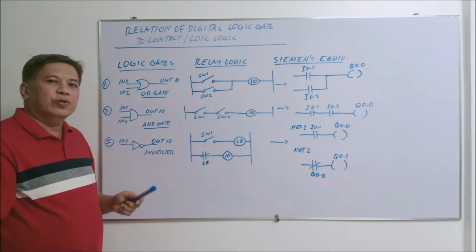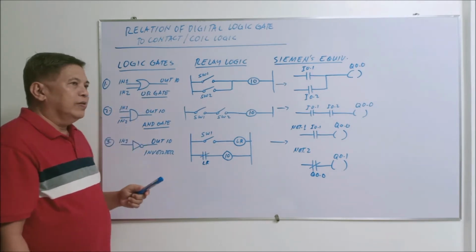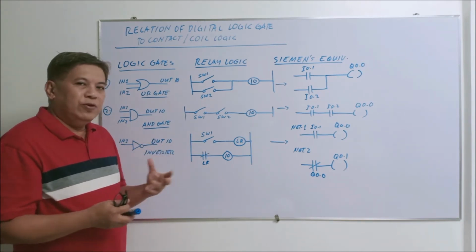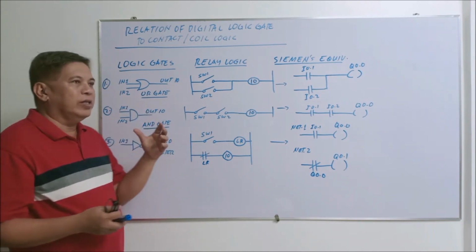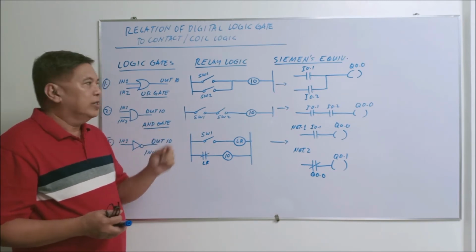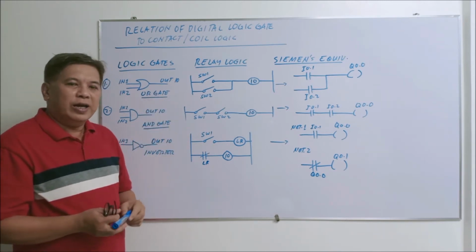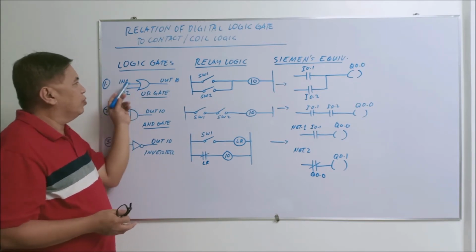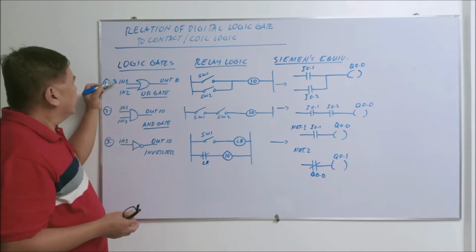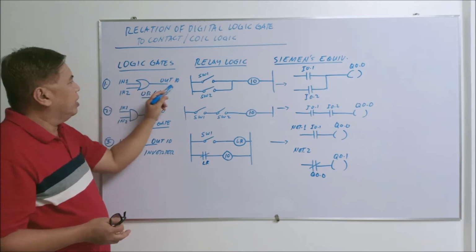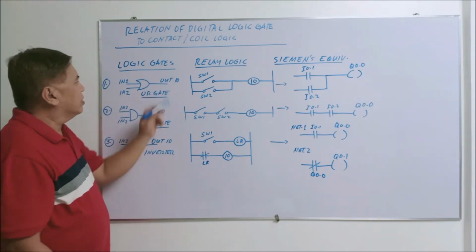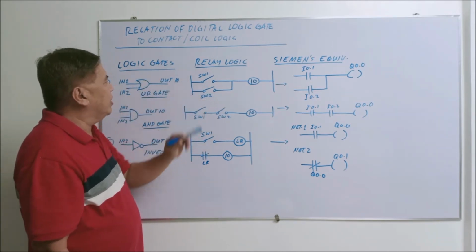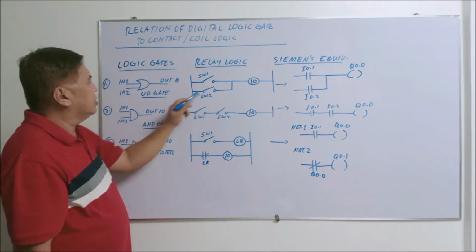A two-input OR gate. And just as a review, in an OR gate, if any of the inputs is high, then the output is high. So again, this is our symbol of an OR gate. We have two inputs represented by input 1 and input 2, and the output is represented by out 10. Now, the relay logic equivalent of your OR gate is this one here.